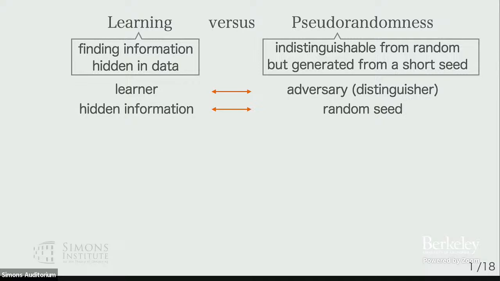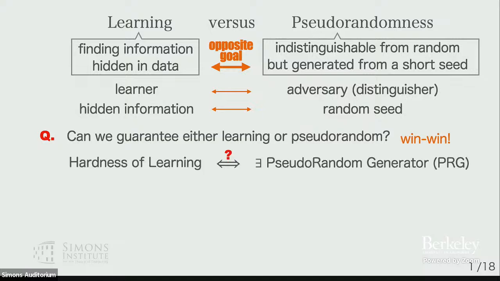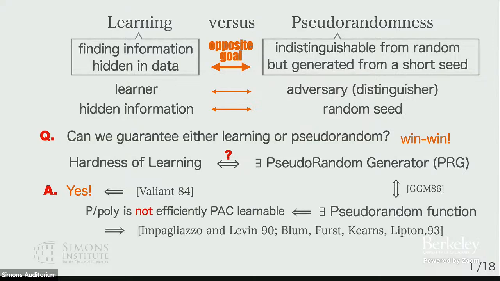The desirable situation here is to guarantee at least one of efficient learning or a secure pseudorandom generator. This is the win-win argument. This question is rephrased as whether we can obtain an equivalence between hardness of learning and the existence of pseudorandom generators. In the general case, fortunately, the answer is yes. One direction, from pseudorandomness to hardness of learning, dates back to the very first paper by Valiant in computational learning theory. The other direction is by Impagliazzo-Levin and Blum, Furst, Kearns, Lipton, and many other folks.